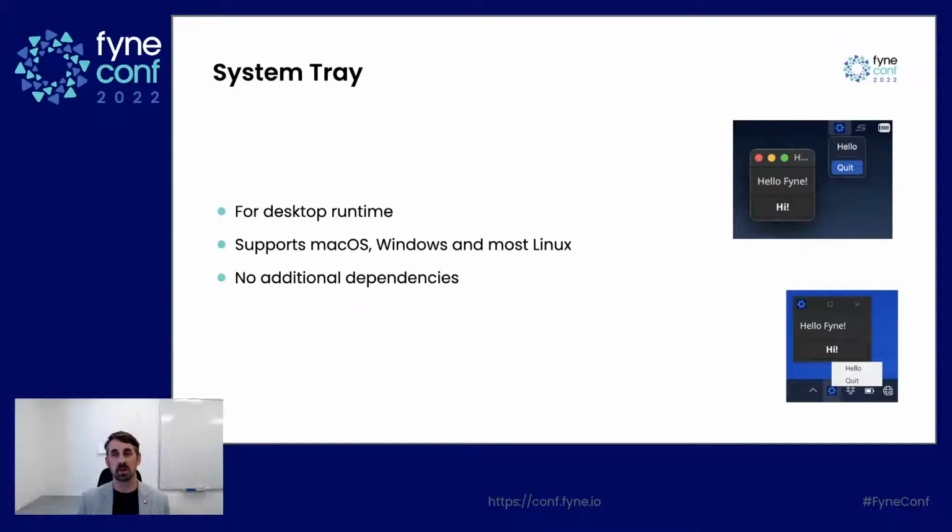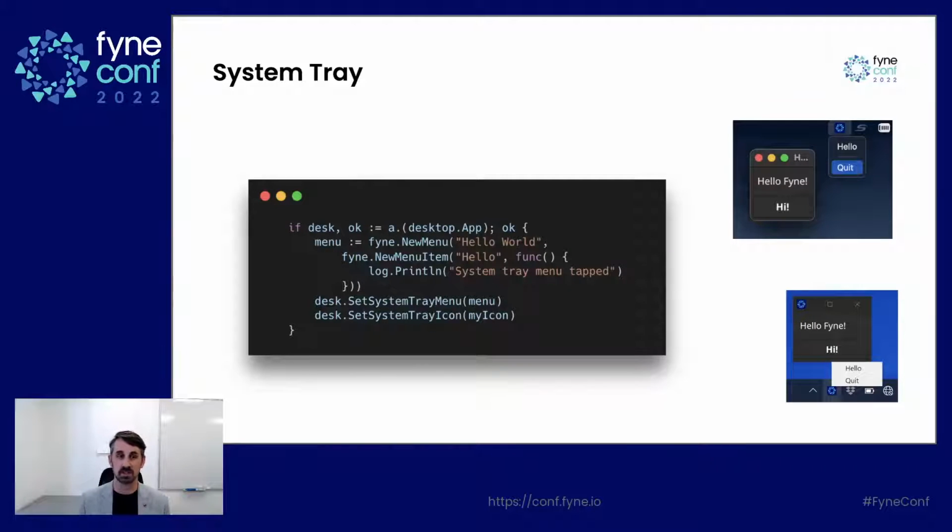This is going to be working without any additional dependencies, so no need to bring in libraries or external tools to make this happen. And it uses familiar types inside the Fyne APIs. We use the same menu data type that you would use for your main menu or pop-up menus, and we're using resources for the icon. So it should all look very familiar. Let's just see a little bit of code that demonstrates that.